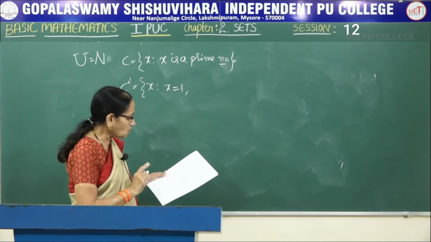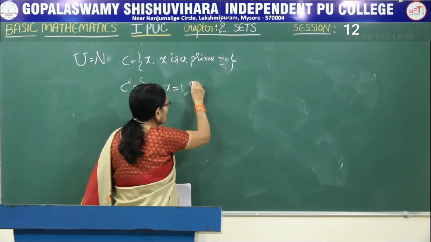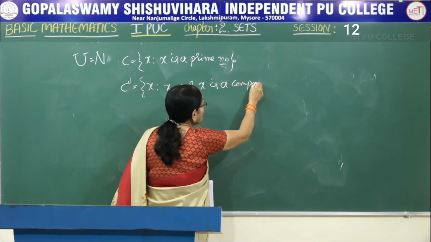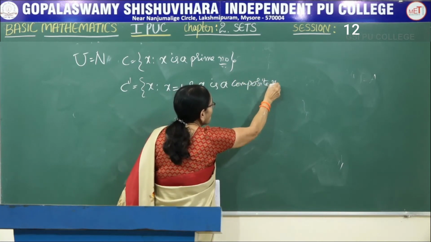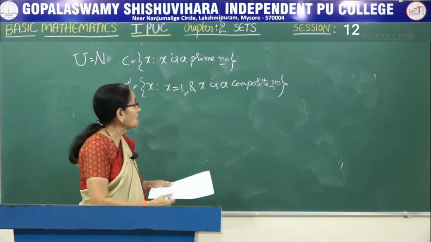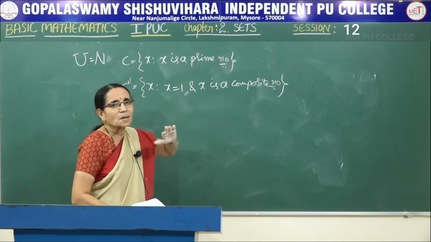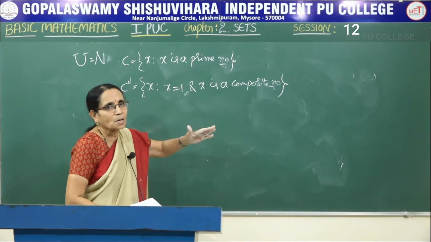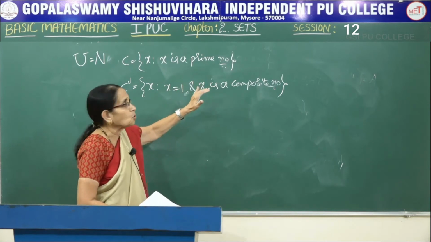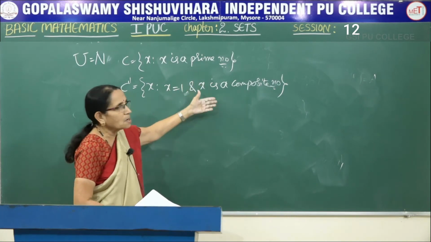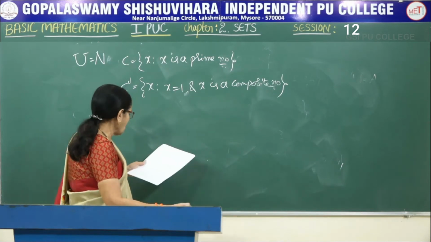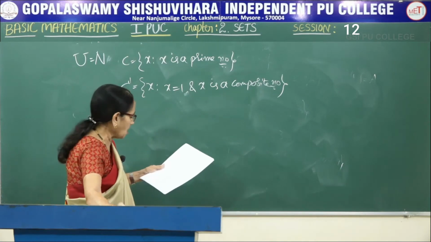Now x is equal to 1 and then you write x is a composite number. We need to write the actual elements because it is not in a sequence here. It is not in a particular order. x is equal to 1 because the prime numbers start with 2, and any other number which is a composite number, which is not a prime number. So this is how you have to write.